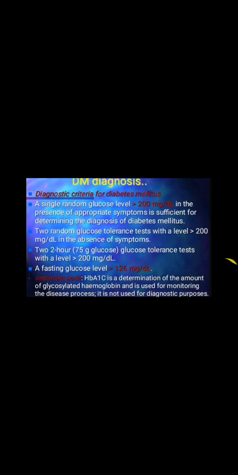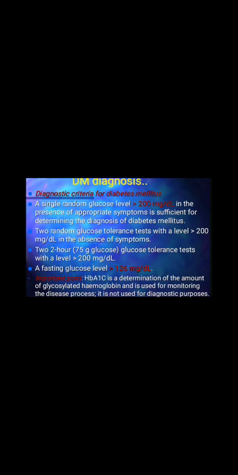The diagnostic criteria for diabetes mellitus. So what do we base on to diagnose diabetes mellitus? There are about 4 criteria. One, if we perform a single random glucose test and we find the blood glucose level is above 200 milligrams per deciliter in the presence of the symptoms we have seen, that's one. Secondly, if we perform 2 random glucose tests with a level above 200 milligrams per deciliter, even in absence of symptoms, that is enough to tell us that you have diabetes.